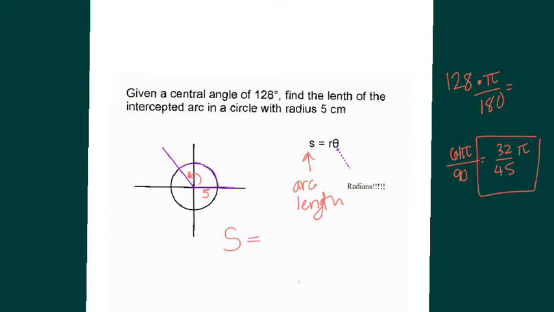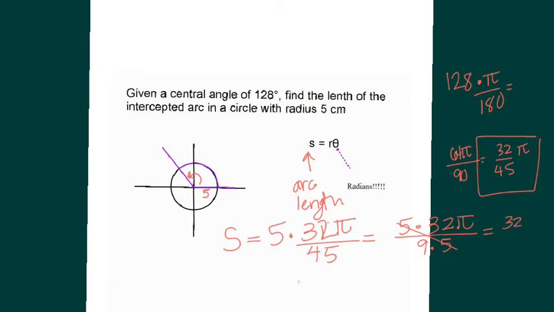So arc length equals radius, which is 5, times theta, and my angle is 32 pi over 45. So I'm going to do this without a calculator again, because 45 is 9 times 5, so I can cancel those out, and I get 32 pi over 9, and that would be centimeters. I couldn't quite squeeze it in, but centimeters would be the way to answer this. This is how you find the arc length of a circle.